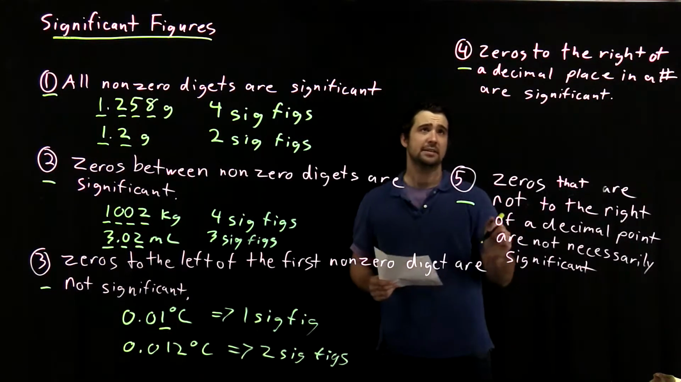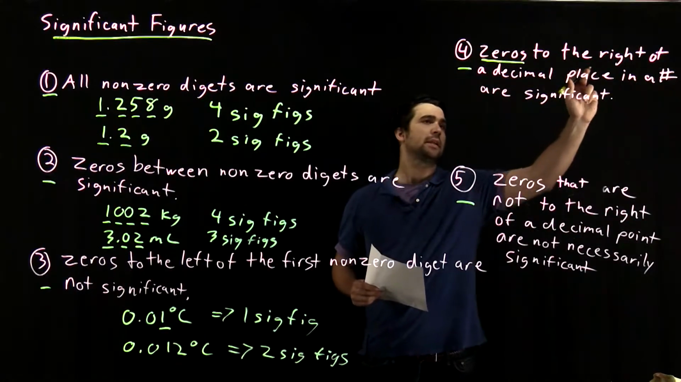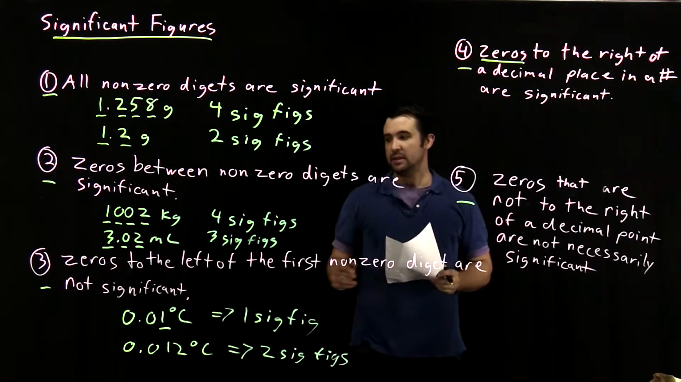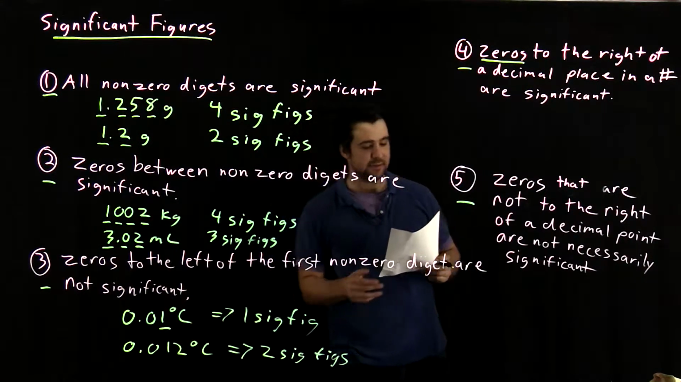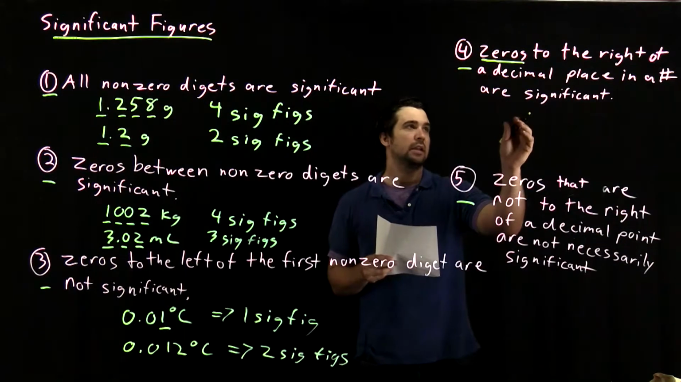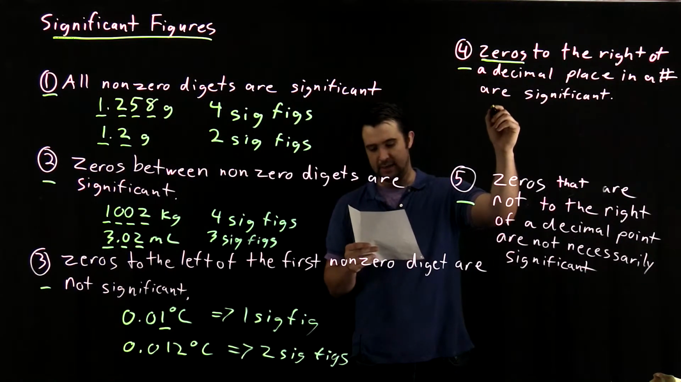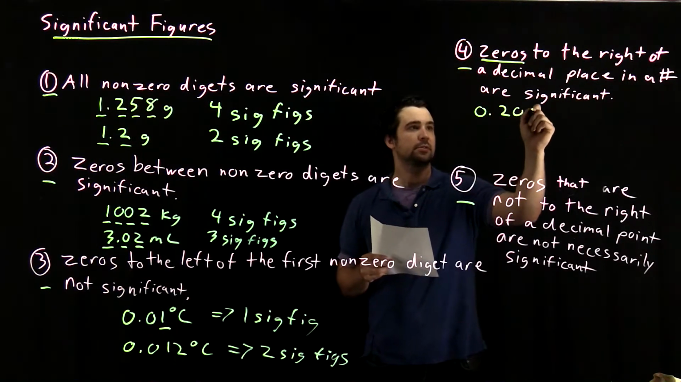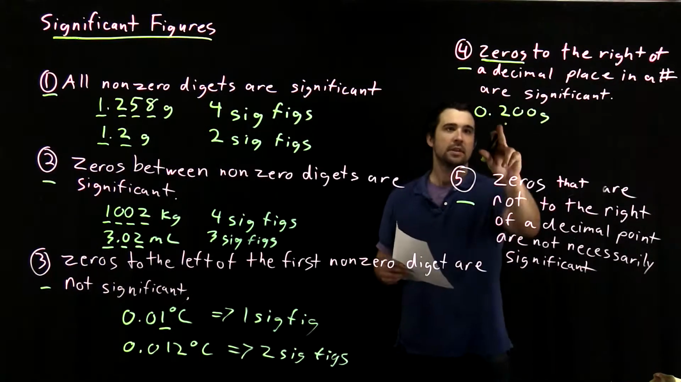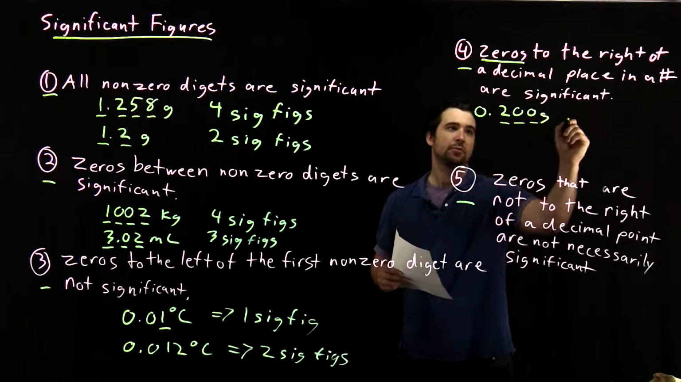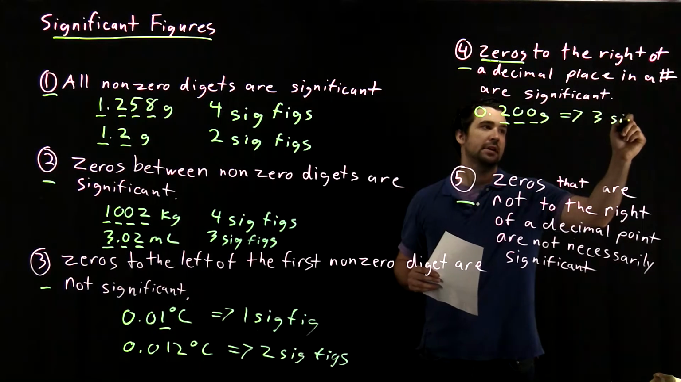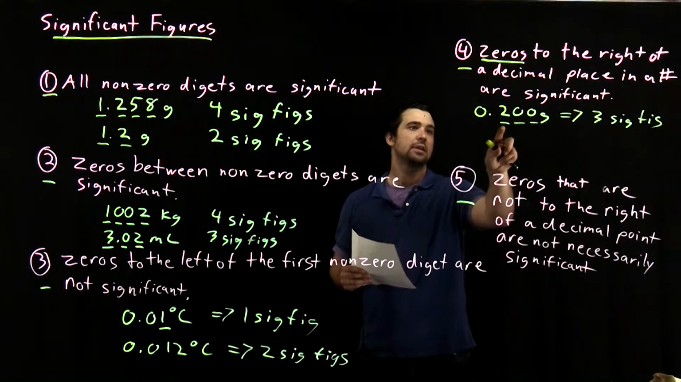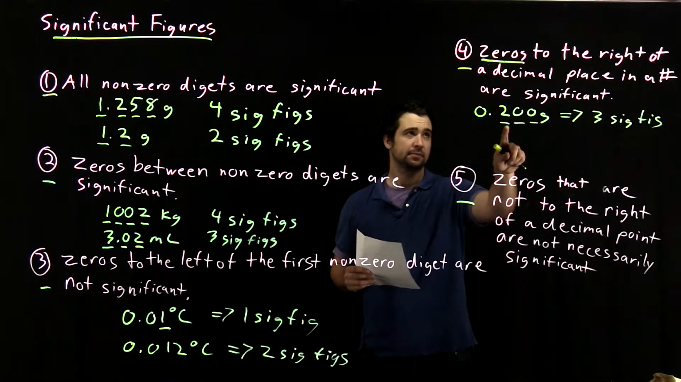All right, our next condition says that zeros to the right of a decimal place in a number are significant. So these zeros were to the left side, and now if we have zeros following a number to the right of a decimal place like 0.200 grams, this would have 1, 2, 3 sig figs because these zeros follow a number to the right of a decimal place. Okay?